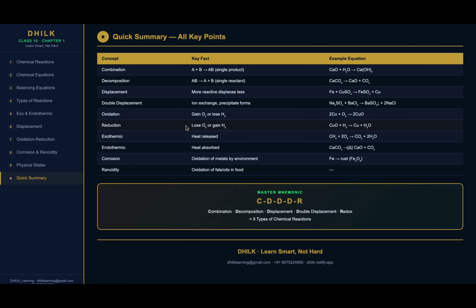So I hope you got all these points. Finally we can say there are 5 major types of reactions, CDDR. What is this? C for combination, decomposition, displacement, double displacement and redox reaction. These are the 5 important types of chemical reactions that we have discussed.